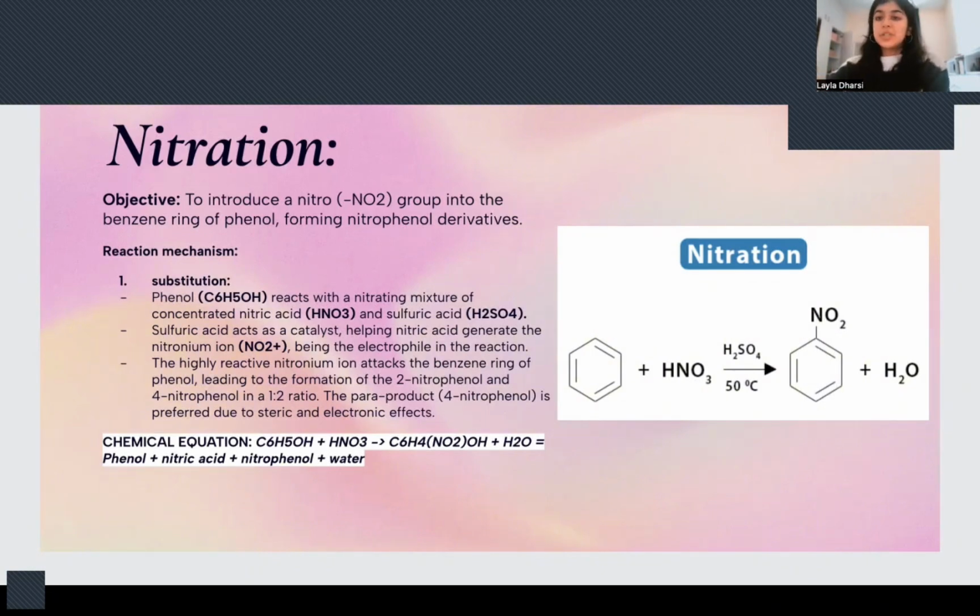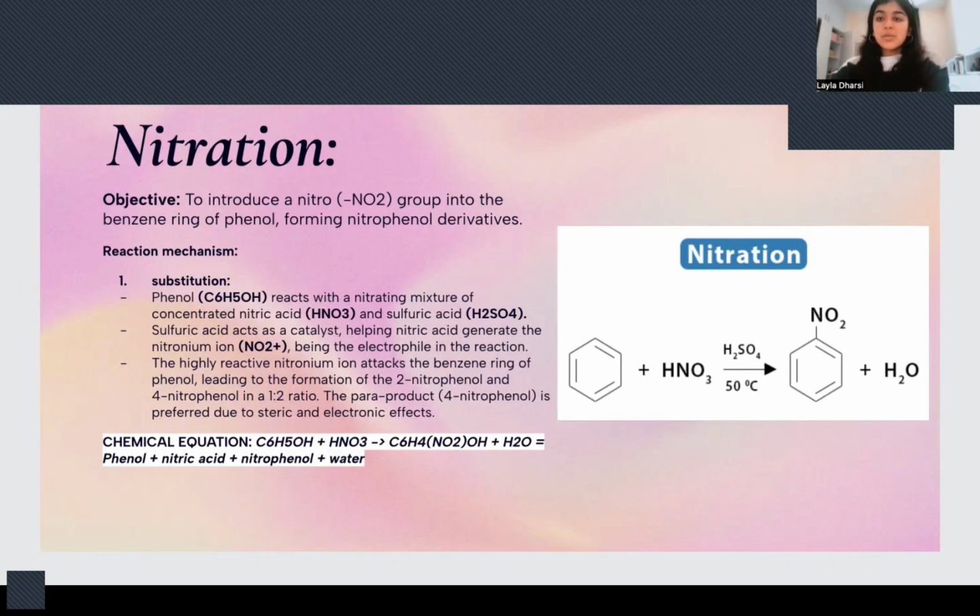Sulfuric acid helps the nitric acid produce a super-reactive ion called the nitronium ion, and this is the thing that attaches to the benzene ring. The nitronium ion attacks the benzene ring in phenol, which has an OH group that makes the ring more likely to react, so the nitronium ion attacks the ring.